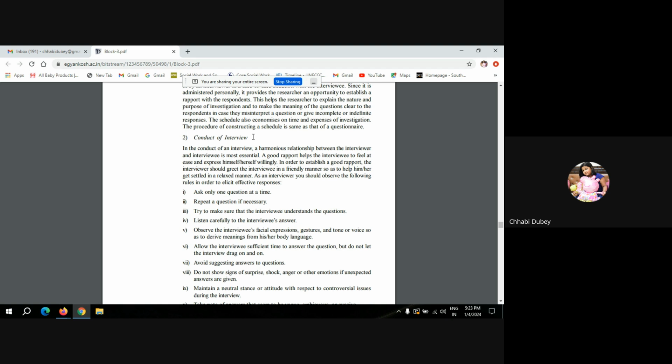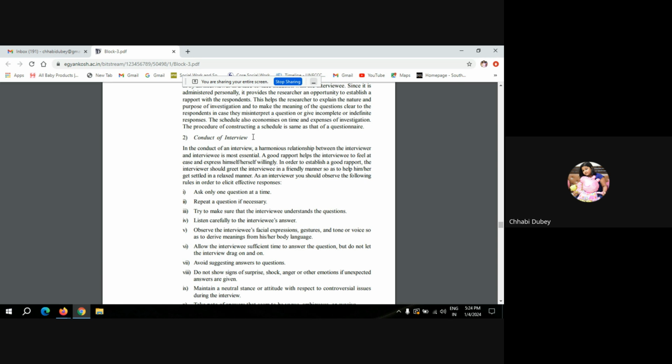We have to listen carefully to the interviewee's answer and avoid giving any kind of suggestions during the interview. We have to observe not only what they are speaking, but also the non-verbal communication, which would include their body language, their facial expressions, their gestures, their tone of voice, all of these things.